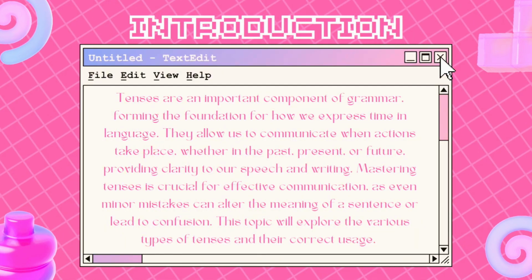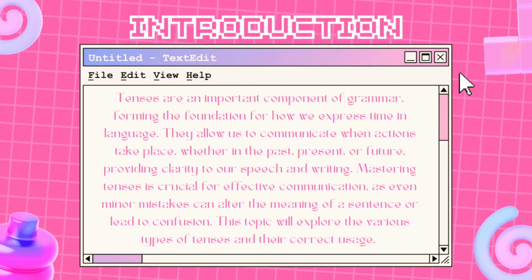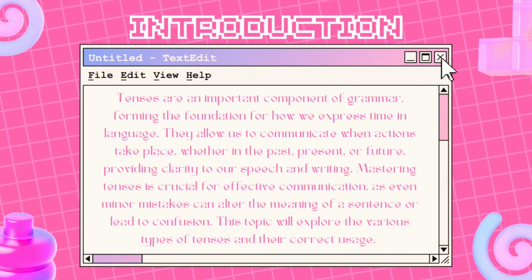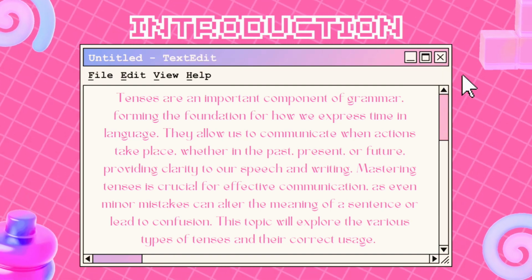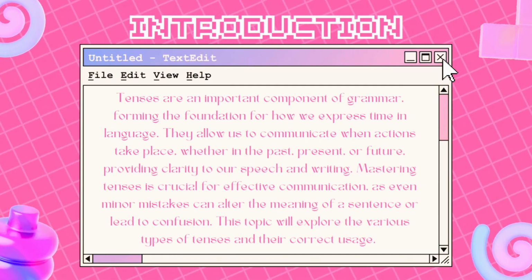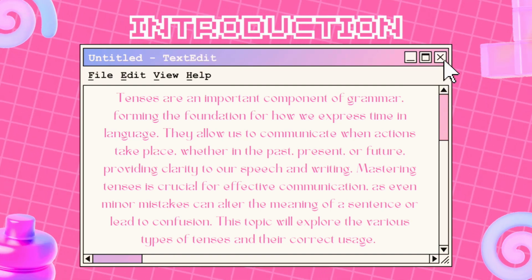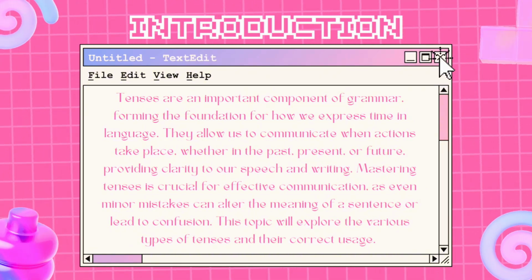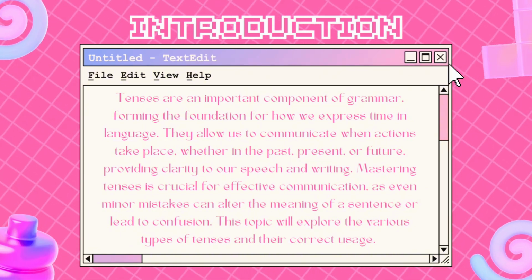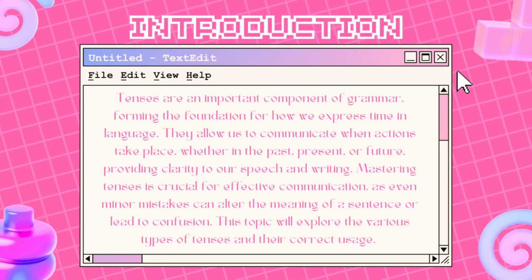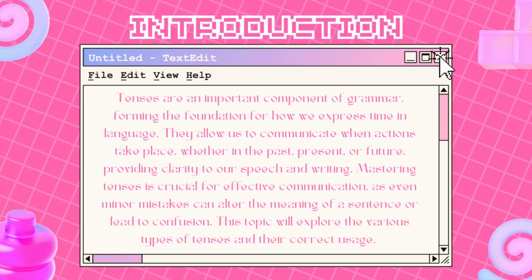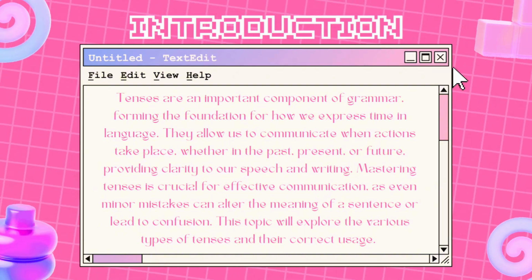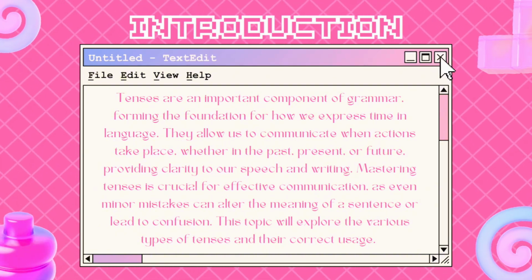Tenses are an important component of grammar, forming the foundation for how we express time in language. They allow us to communicate when actions take place, whether in the past, present, or future, providing clarity to our speech and writing. Mastering tenses is crucial for effective communication, as even minor mistakes can alter the meaning of a sentence or lead to confusion.